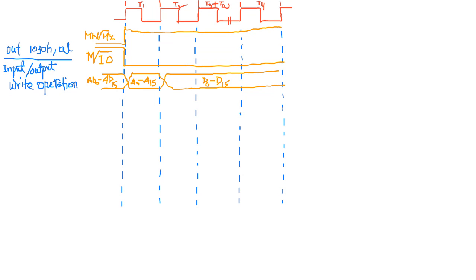Okay, so now again, what will be the ALE? ALE is high to activate the latch, to grab the address information during the T1 time. During the T1 time it is high, and rest of the time it is low. Because the address information during the T1 time must be grabbed by the latch. So ALE is to activate the latch.